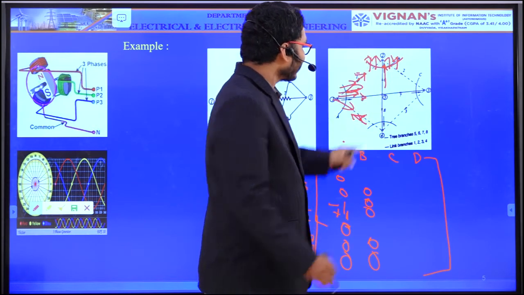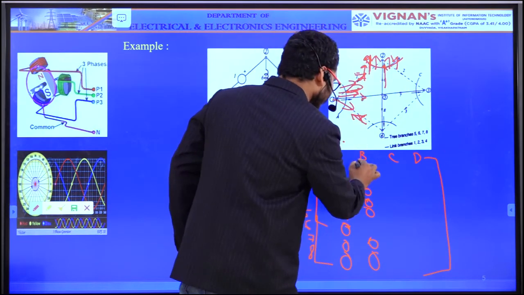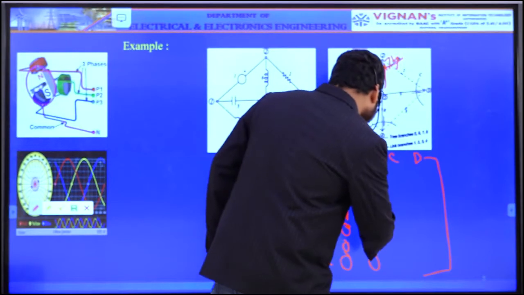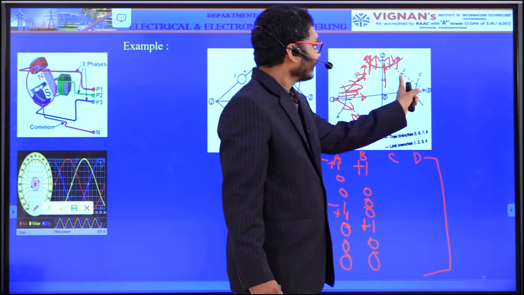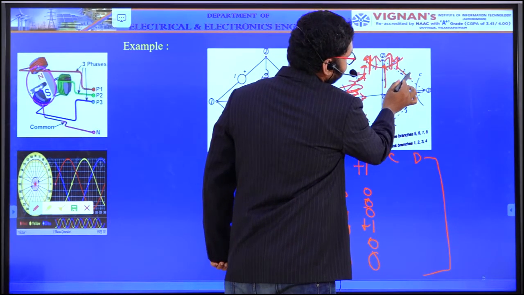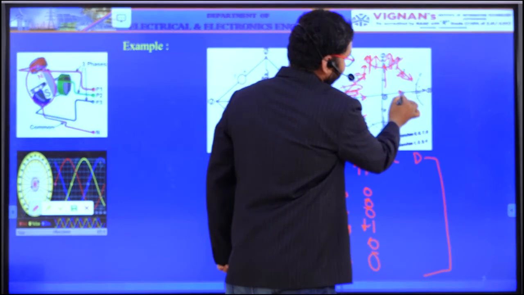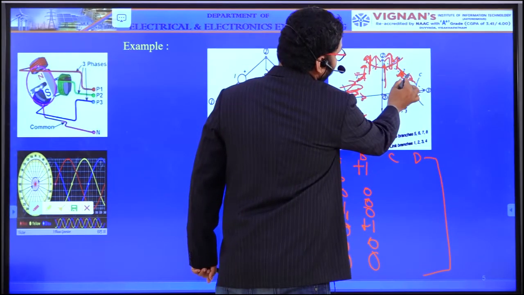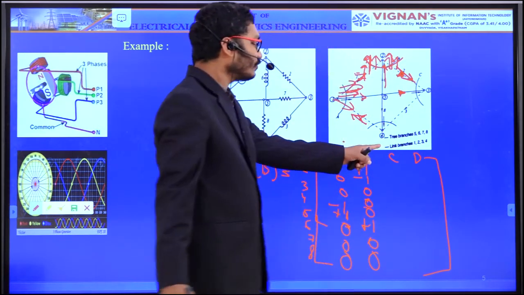Branch 1 is the same as the cut set direction, so this is plus 1. Branch 6 is also plus 1, because it is the same as the cut set direction. Next, for this one, the cut set direction is like this, but the branch direction is like this. See here, this is the direction. So it is opposite, which means minus 1. Like that you have to find out.